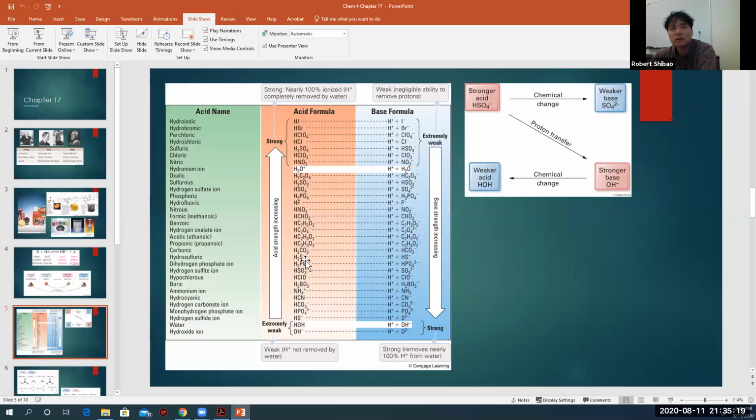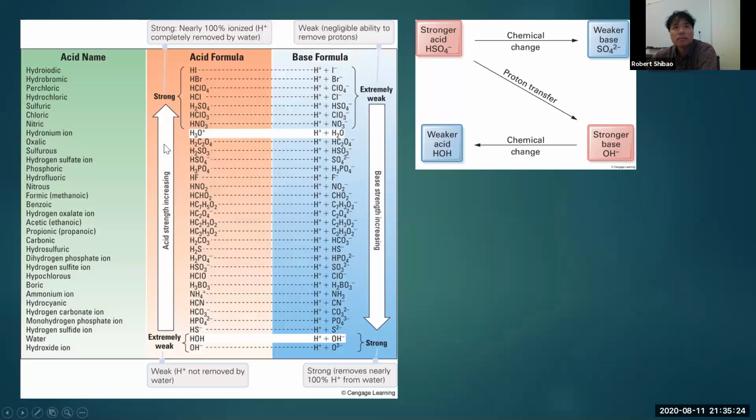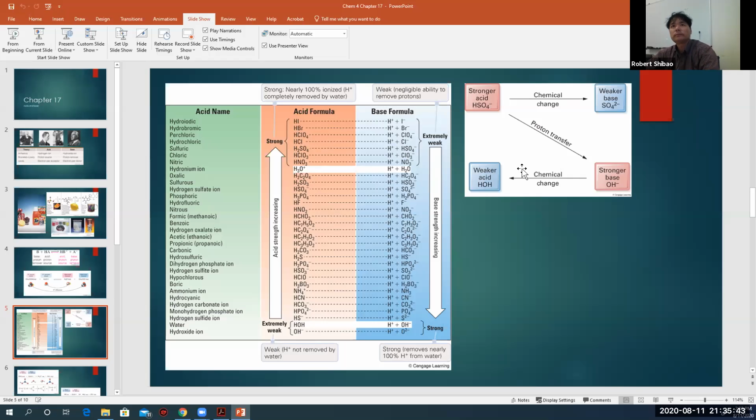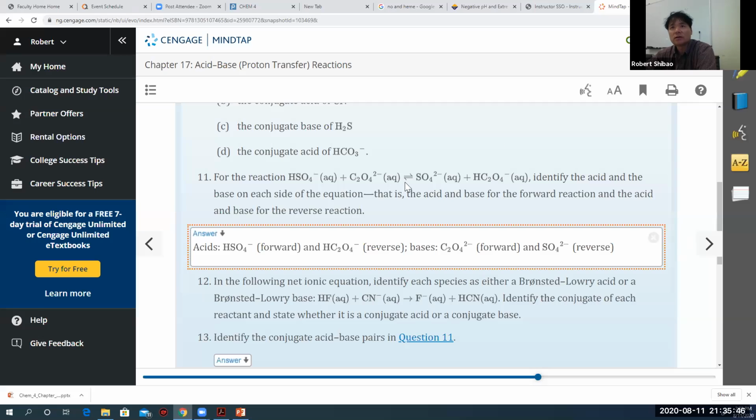So let's go back here, take a look. And so we have hydrogen oxalate here, bisulfate's here. So we're going from a stronger acid, bisulfate, to weaker acid, hydrogen oxalate. Now these are pretty far apart, and so we have a pretty good driving force for this probably. But there's a chance that there could be an equilibrium situation here, if they're somewhat close. But there's a driving force for this.